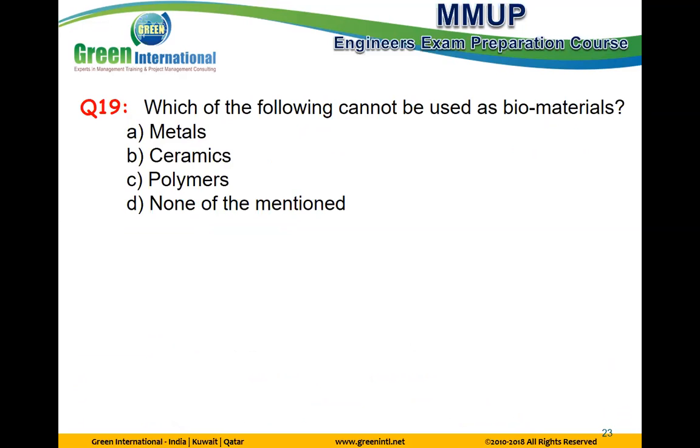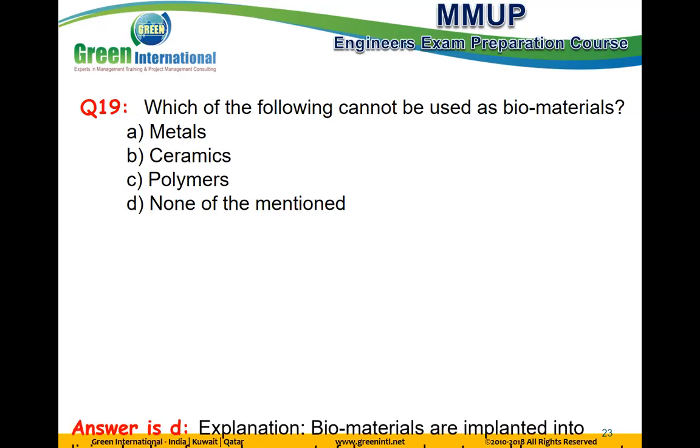Which of the following can't be used as a biomaterial? Biometal, ceramics, polymer. Polymers. Is polymer a biomaterial? Yes, polymers are biomaterials. None of them. No, polymer is not a biomaterial. Biomaterial is like tissue, for example, from the human body. No, D. None of the mentioned, yes.